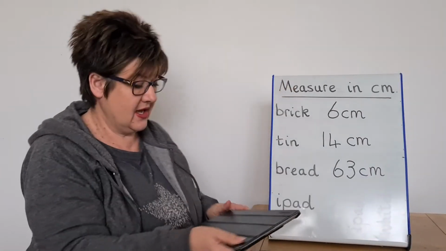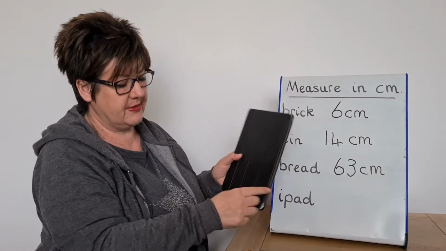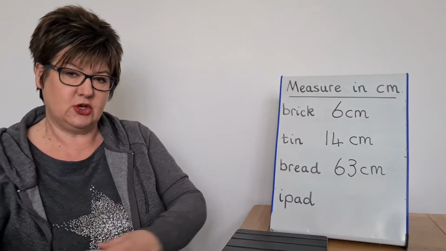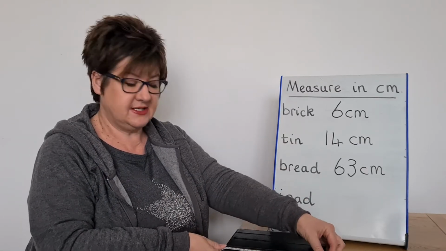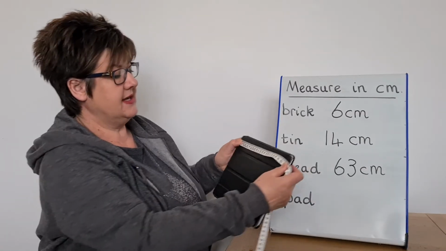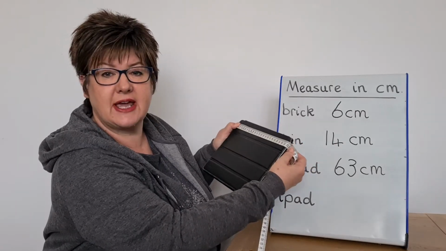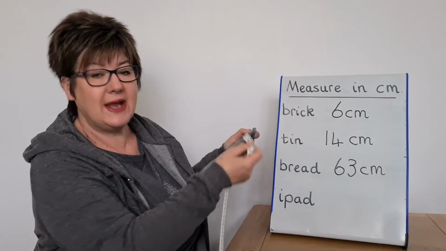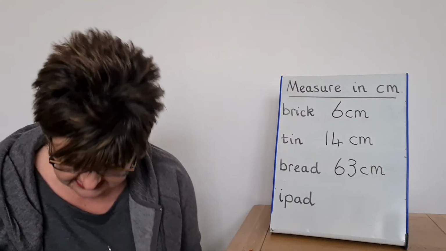I just happen to have my iPad here, and again I'm going to measure the longest part of my iPad, and I think we're getting the hang of this now. I think you'll know what to do, won't you? Put your ruler or your tape measure with centimetres on at one end, and then see how far your tape measure has to go to get to the other end. And on my iPad I've read 24 centimetres, so I'm going to write that down.